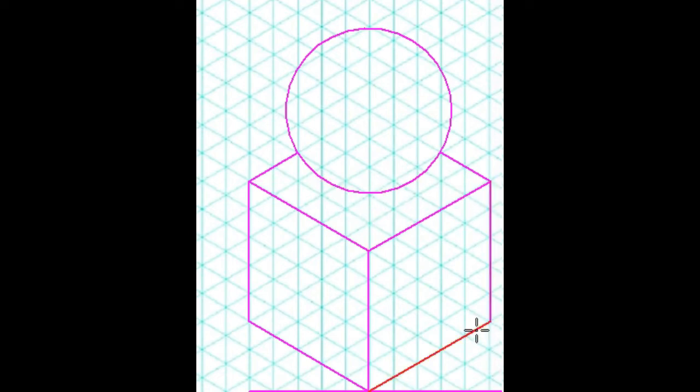So this is how the representation of a cube, with a sphere placed on top of its surface, is made. The angle between this line and this line has to be mentioned. From here to here it should be 30 degrees. From here to here it is 30 degrees. So that is what we have to do in the isometric representation of a combination of solids.